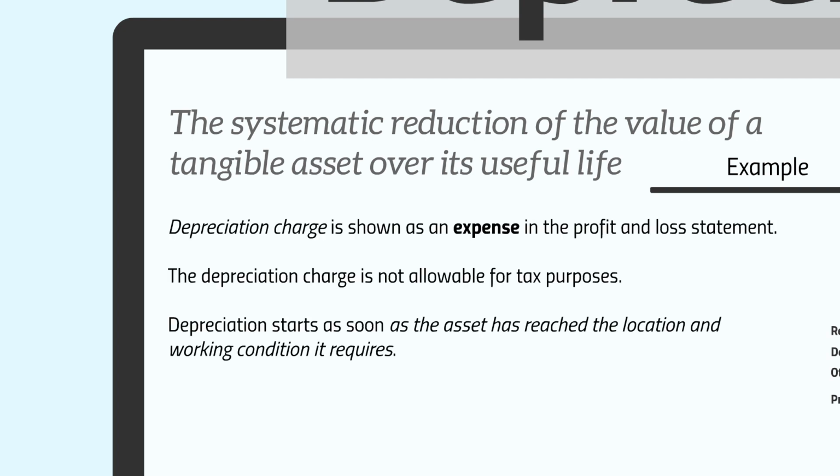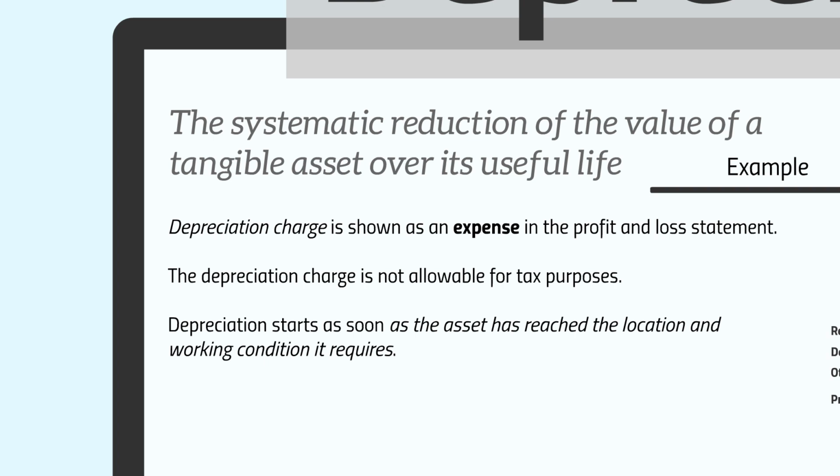So the depreciation charge is shown as an expense in the profit and loss, the income statement, as we just saw, but it's not allowable for tax purposes because it is an accounting technique. It's not an actual expense. When it comes to calculating tax, you add the depreciation charge back on and you get what is called a capital allowance for tax purposes. But we don't need to worry about that. This isn't a video on how to account for tax.